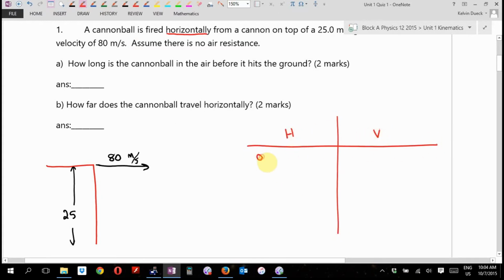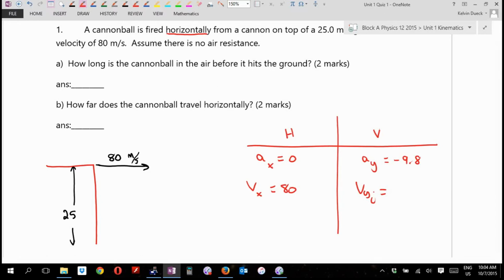Horizontal, vertical. ax equals 0. ay equals negative 9.8. The rest depends on the question, but I know for horizontally, vx is that 80, and the key is, if you launch horizontally, what's your initial vertical velocity? 0, which anytime I have zeros, I smile, because that means in my equation, stuff will cancel, and it just got a lot easier. I have 2 things in each column, not enough.